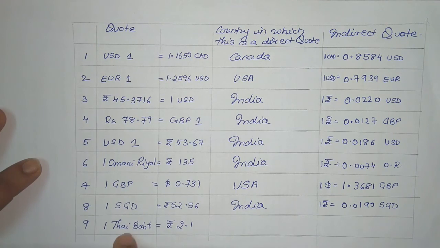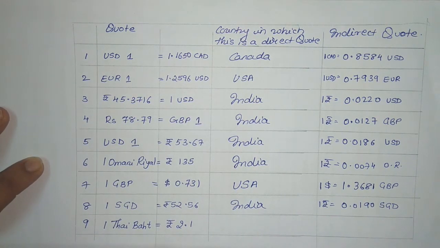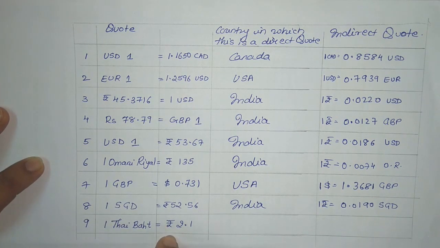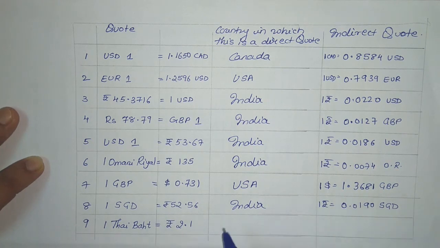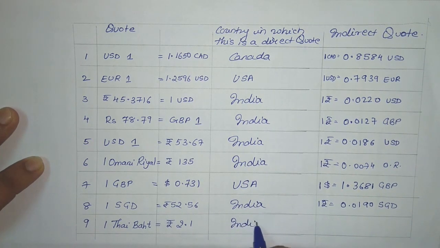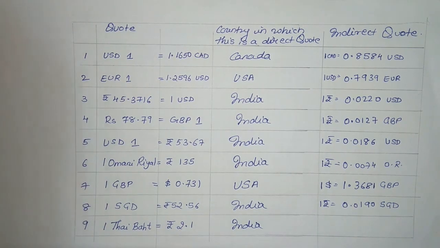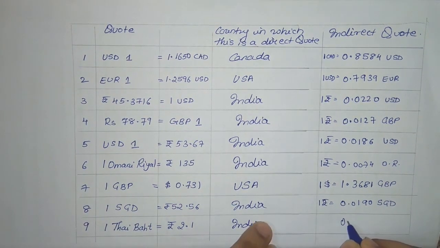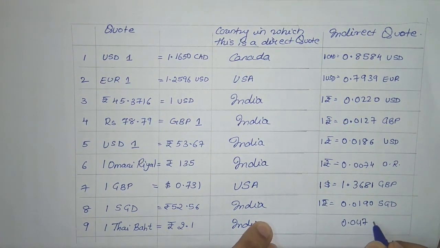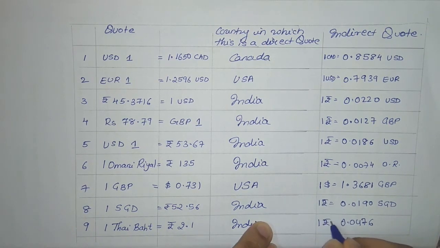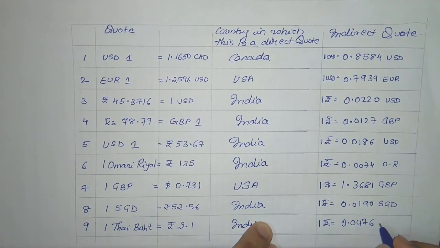Last, 1 Thai baht is equal to rupees 2.1. Again, your base currency is Thai baht. Currency opposite to that is the INR or the Indian rupees. So the country in which it is a direct quote is India. Okay, and the indirect quote becomes 1 divided by 2.1, that is 0.0476. So 1 rupee is equal to 0.0476 Thai baht.